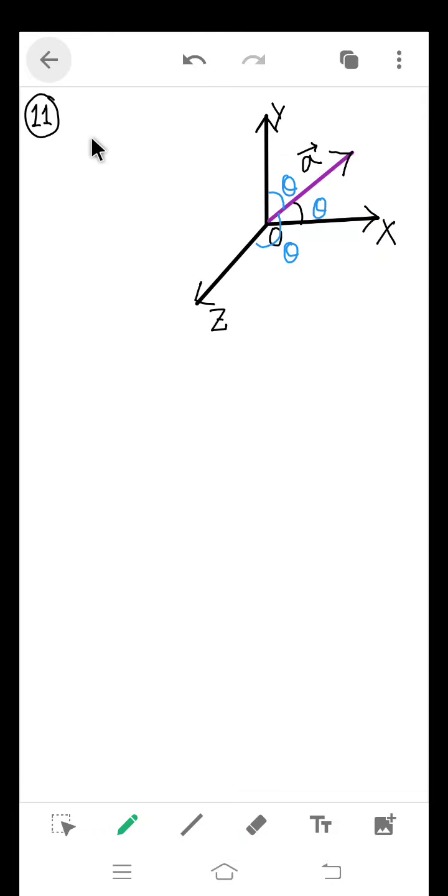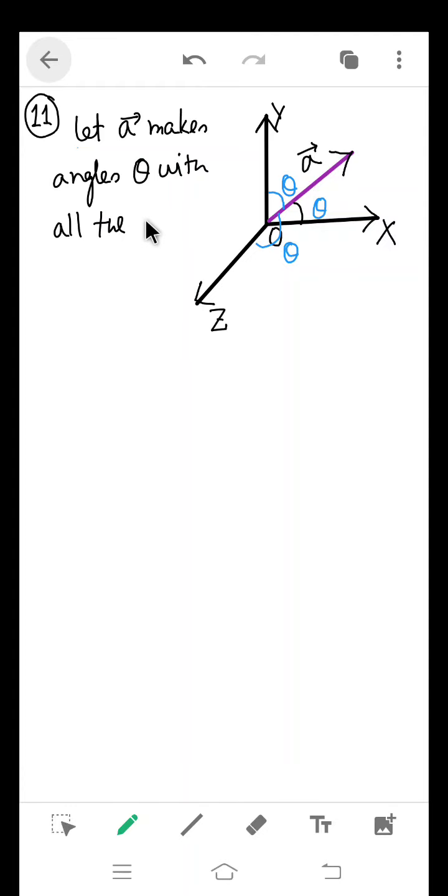So you know that, first we have to assume, let the vector A make angle theta with all the axes. Sorry, let me start again. Let the vector A make angle theta with all the axes.